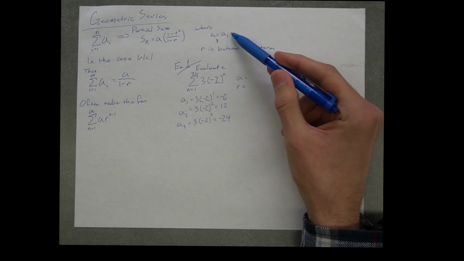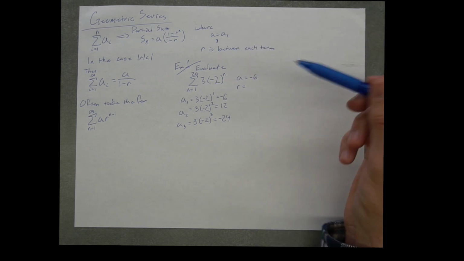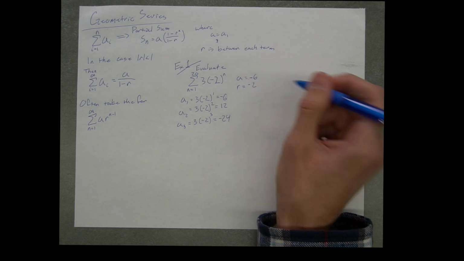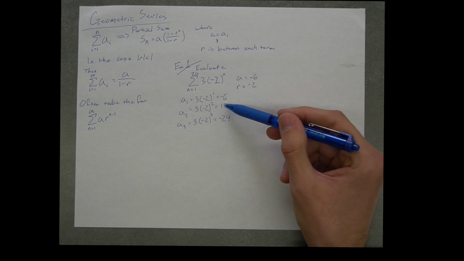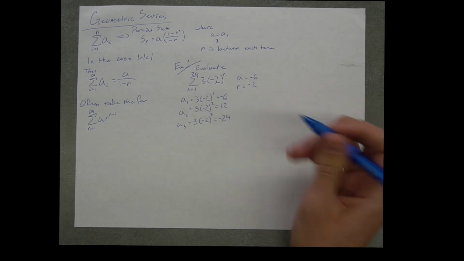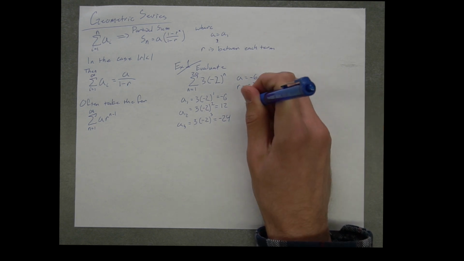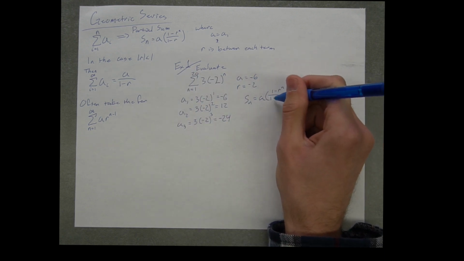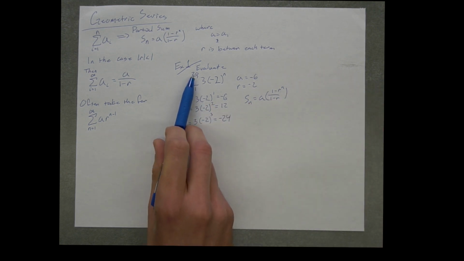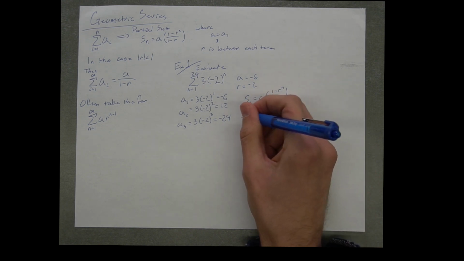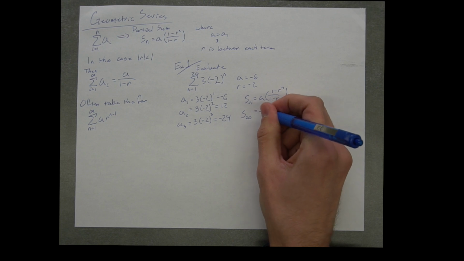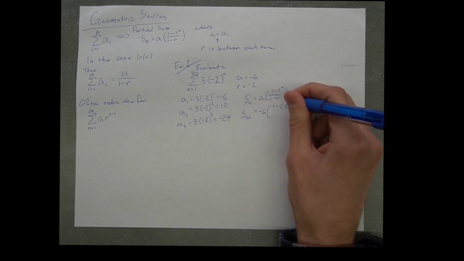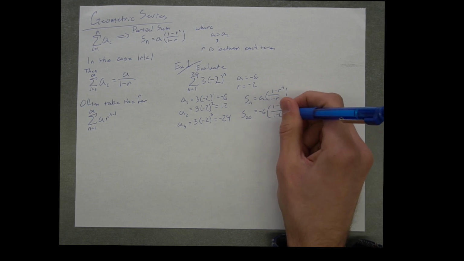Earlier, we said that a is equal to a sub 1, so our a is negative 6. And then each of these terms is multiplied by the ratio of negative 2, because negative 2 times negative 6 is 12, negative 2 times 12 is negative 24. So now we can find the partial sum, S sub n, which we wrote here as a times 1 minus r to the n over 1 minus r. And we are trying to find the 20th partial sum. So S sub 20 is equal to negative 6 times 1 minus negative 2 to the 20th, divided by 1 minus negative 2.